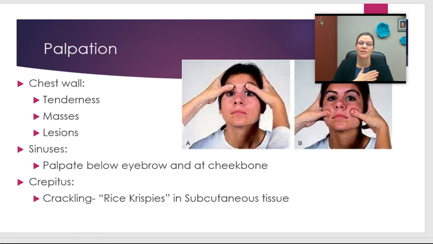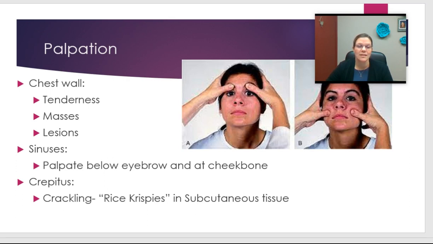We're going to palpate the chest wall, checking for tenderness, masses, or lesions. And then we're going to palpate the sinuses. You see in the picture there the location of where you're going to put your thumbs and how you're going to hold your patient's head. And basically you push in and up for both of them.